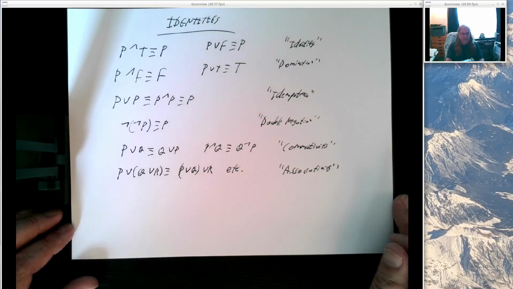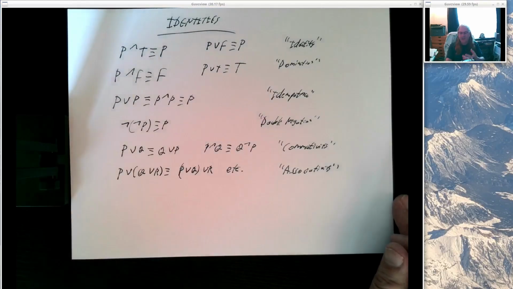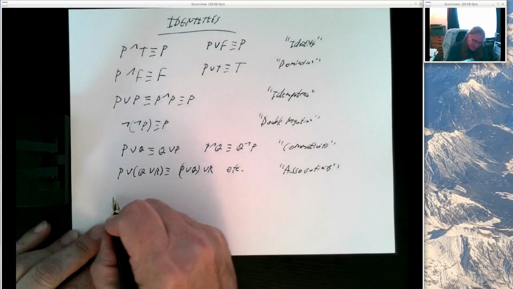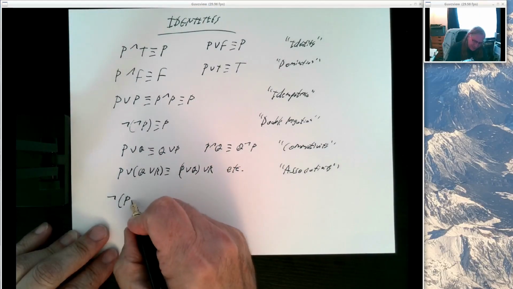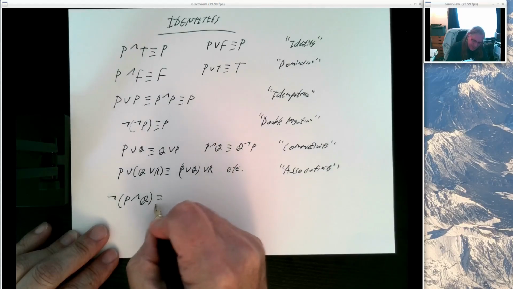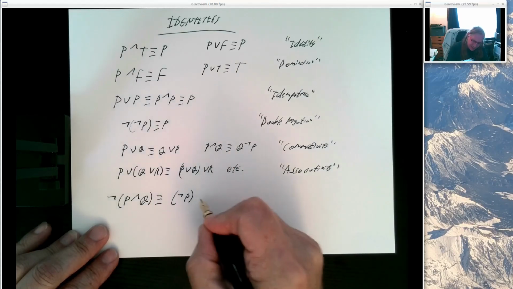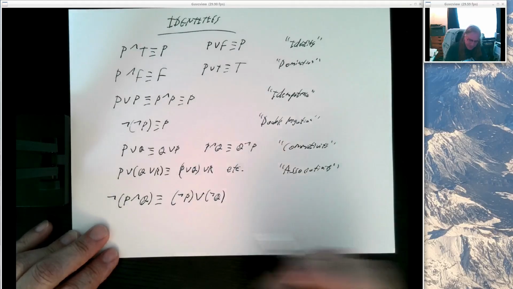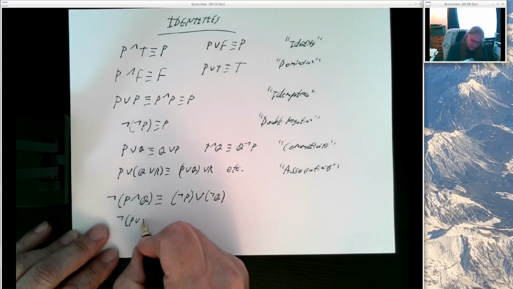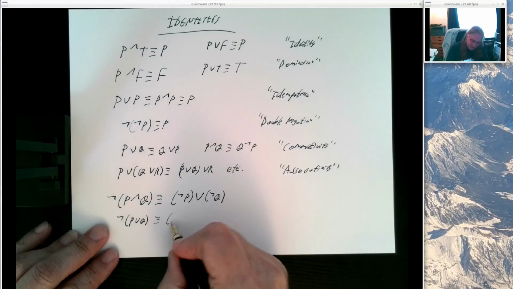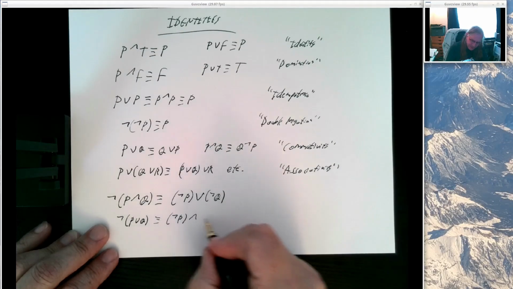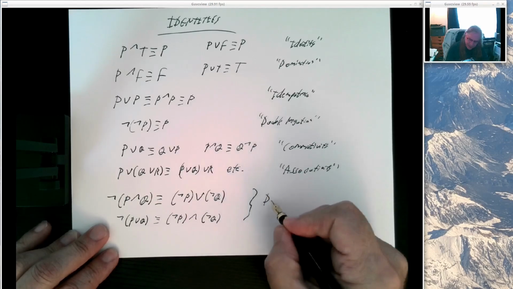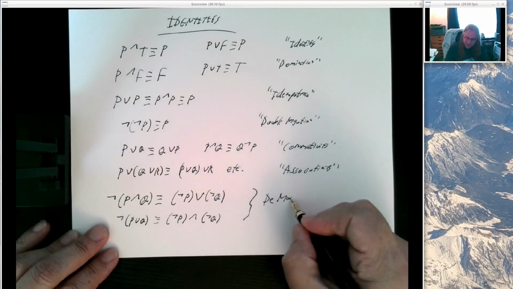And these may be looking familiar to you, perhaps from Engineering CSE 250. This one will sort of nail that down. The negation of P and Q is logically equivalent to the negation of P disjunction with negation of Q. And the negation of P or Q is logically equivalent to negation P conjunction with negation Q. And these are both versions of De Morgan's theorem.